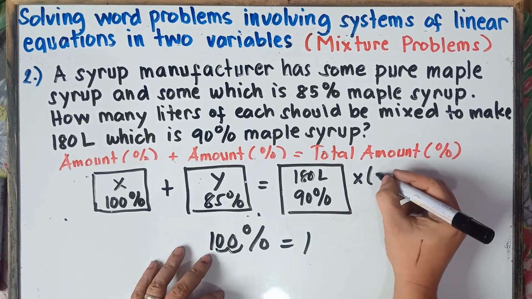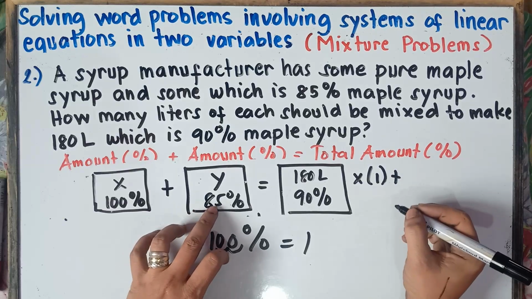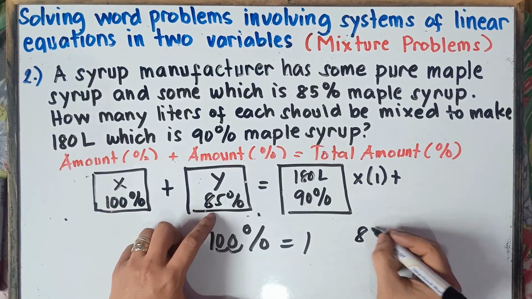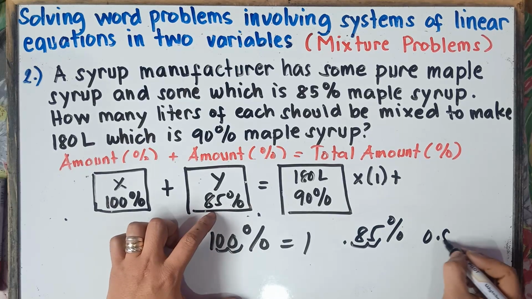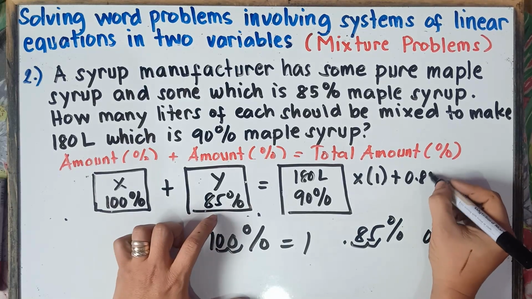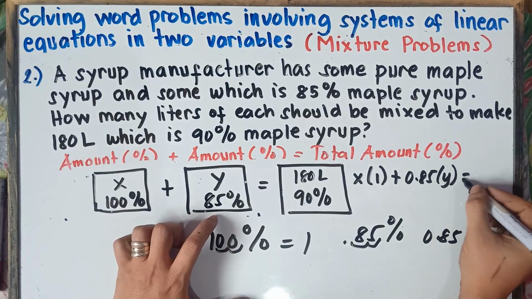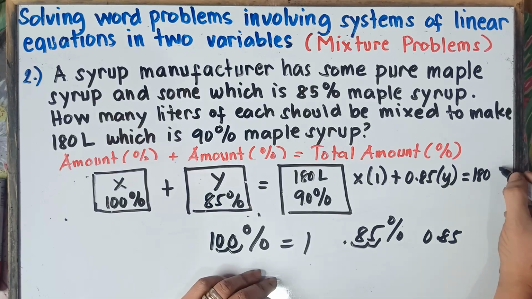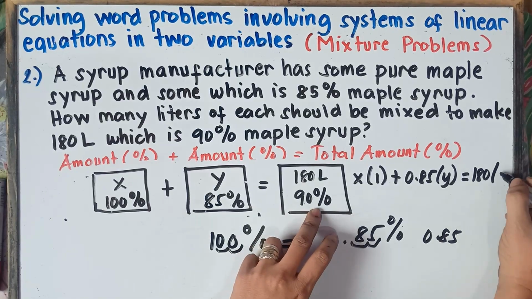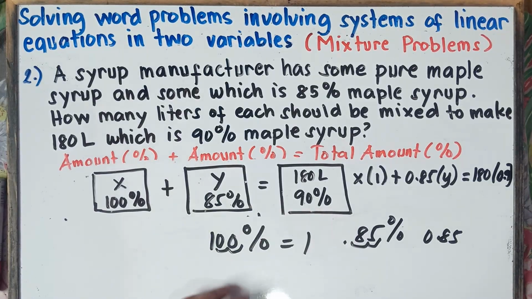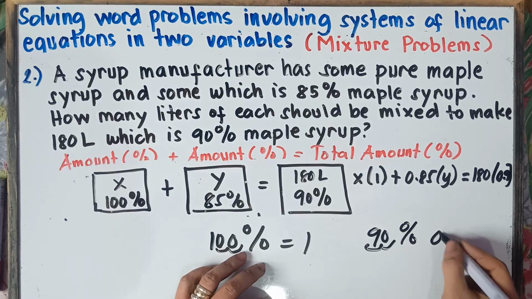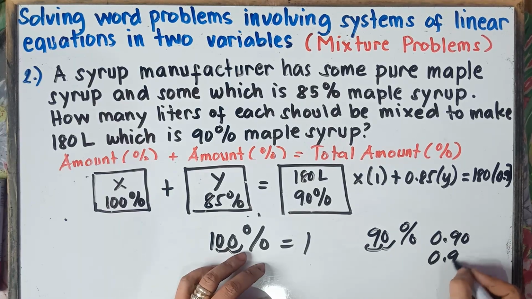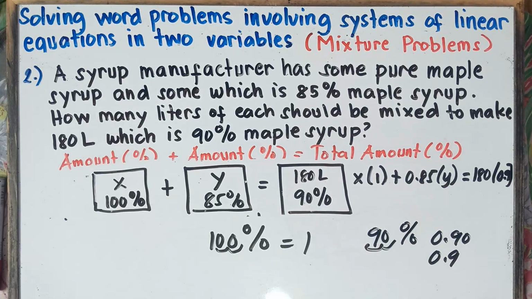So this will be x multiplied by 1 plus 85%. This will be 0.85. So 85, move the decimal point from right to left twice, 1 and then 2. So 85% would be 0.85. So 0.85 multiplied by y is equal to 180 times 90%, that would be 0.9. So 90%, move the decimal point 1 and then 2. That would be 0.90 or 0.9. This is just the same, class.